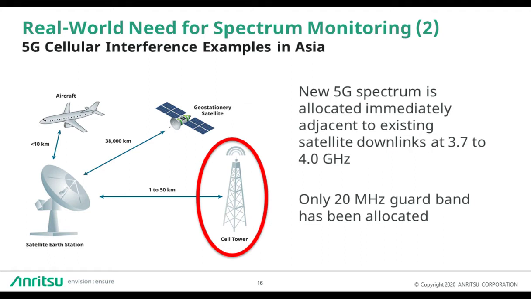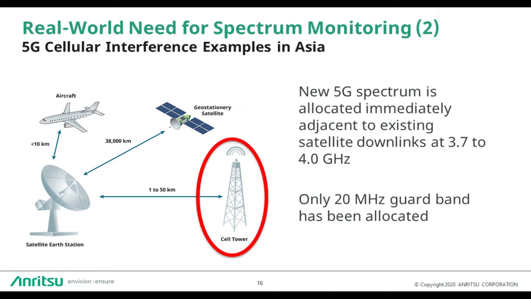And then another example, also 5G related but in a different band, in case you think that this may only affect the millimeter wave bands. We've seen in Asia where spectrum is allocated in the 3.7 to 4.0 gigahertz bands for 5G, but only given a 20 megahertz guard band next to critical satellite communications. So you might have a satellite Earth station that's receiving signals from aircraft and satellites, and now you have nearby a 5G tower that's transmitting signals at high power.